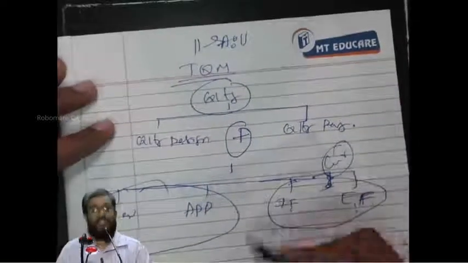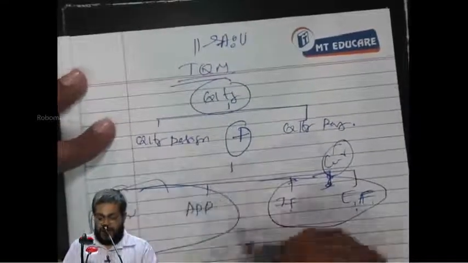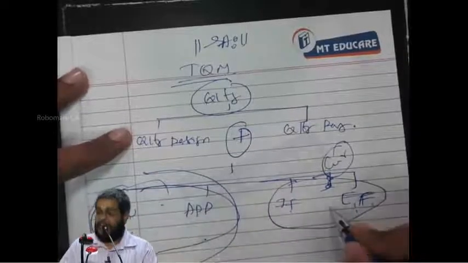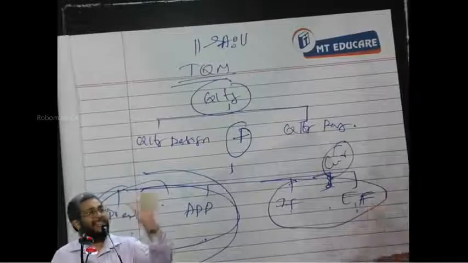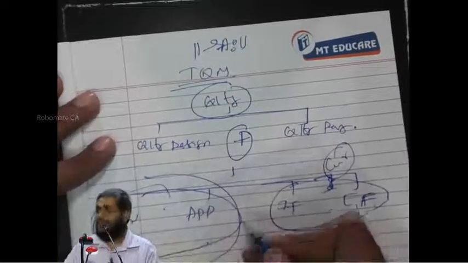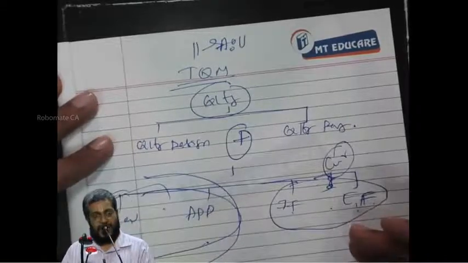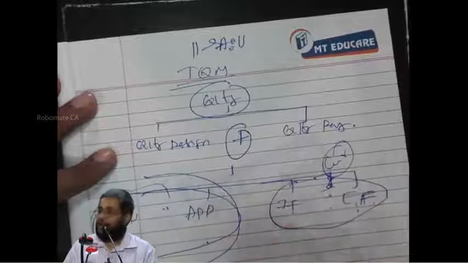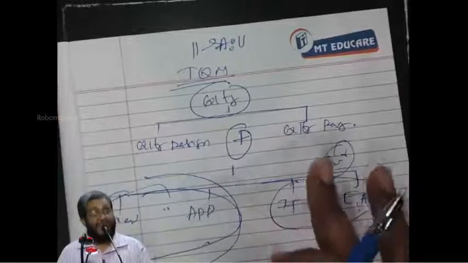So why are we discussing? Very simple. If a company spends more on prevention and appraisal, it can spend less on internal and external failure. If a company spends less on prevention and appraisal, it has spent more on internal and external failure cost. Respond yes or no. Which is good? Spending more on this or more on this? Whichever is cheaper, I should go.